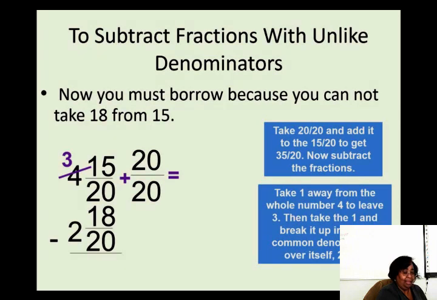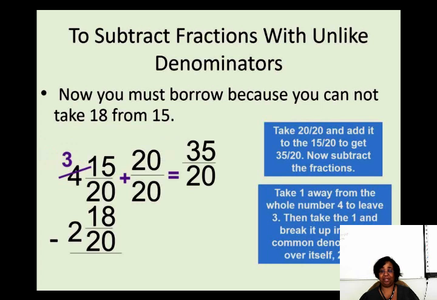When I add them, what do I get? Well, I have to take the fraction that was too small and add it to the 1 that I just broke up. How much is this going to be? I've got to take the 15 and make it bigger because I borrowed to make it bigger. So it'll be 35 over 20. Now, I take 35 and subtract 18, and I'm going to get 17 over 20.